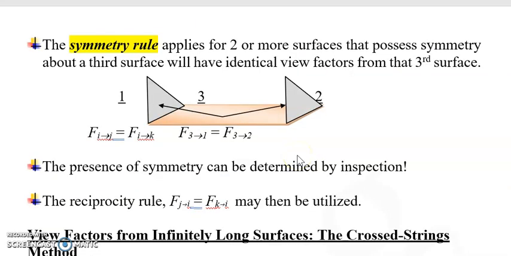Next is the symmetry rule. It applies for two or more surfaces that possess symmetry about a third surface, which will have identical view factors from that third surface. So that means view factor from 3 to 1 is the same as 3 to 2. Now the presence of symmetry can only be determined by inspection, of course. You apply the reciprocity rule with the symmetry rule.